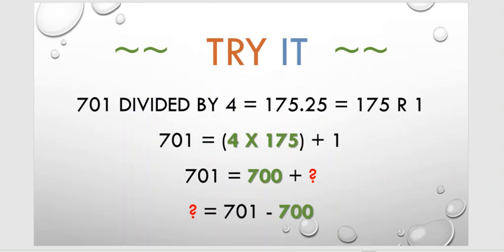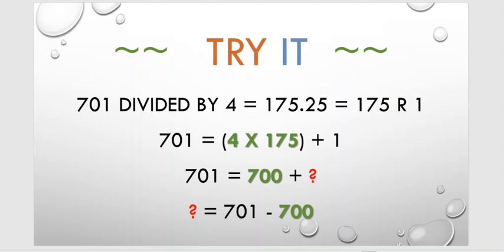Well, I can use my calculator to determine that that's 175 remainder 1. Or in other words, I can translate that 25 hundredths into a remainder of 1. Here's how. What we need to do is recognize that 701, if it's divided by 4 and the quotient is 175, then 4 times 175 is going to be smaller than 701. So what I'm looking for is that remainder, which ends up being 1.